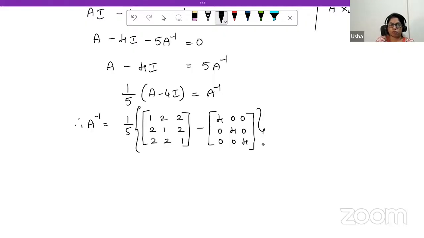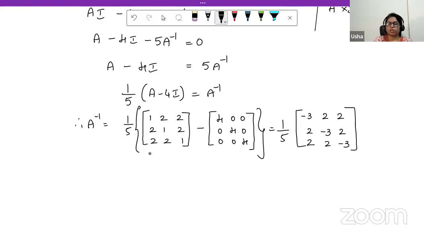Now simplify this. This is 1 by 5 into 1 minus 4 is minus 3, 2 minus 0 is 2, and again 2 minus 0 is 2. Next, 2, minus 3, 2. And here you get 2, 2, and 1 minus 4 is minus 3. This is A inverse. No need to multiply 1 by 5 into each of these elements. You can keep it as it is. So this is A inverse. Is it clear, everyone?